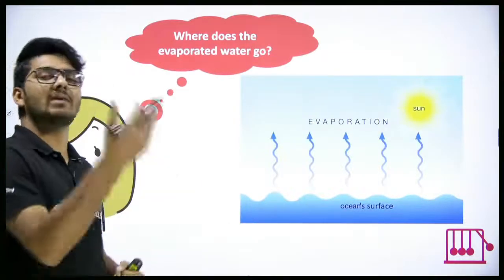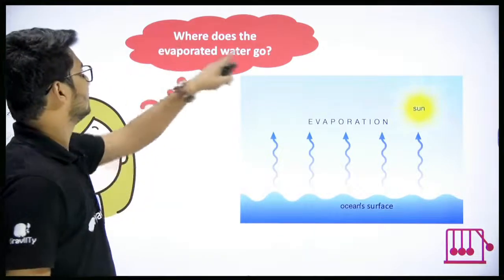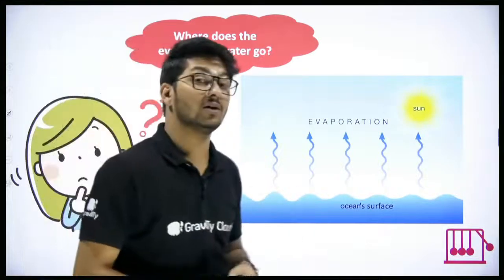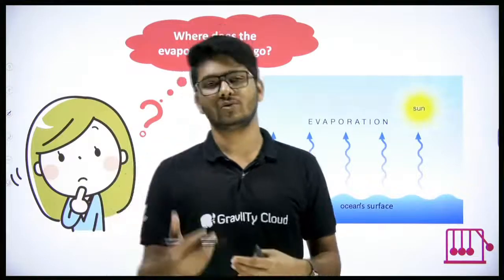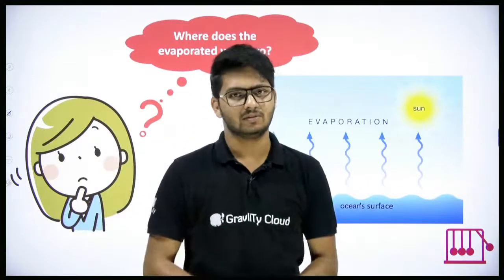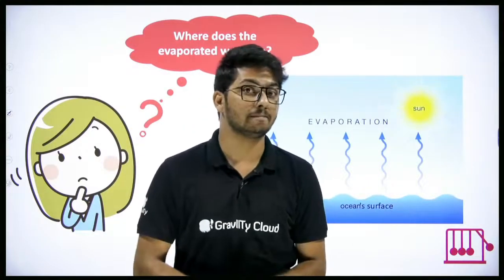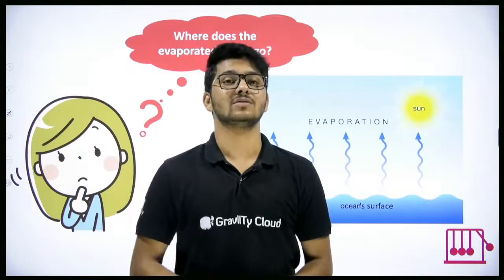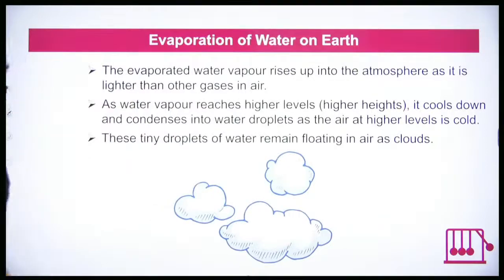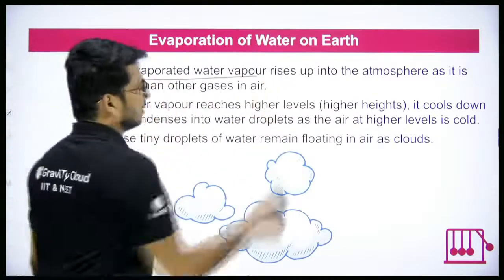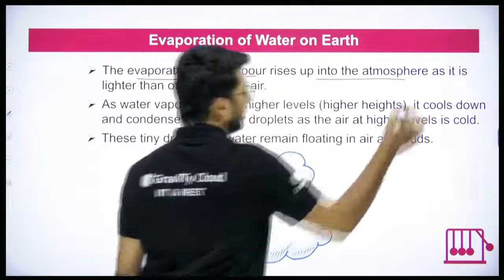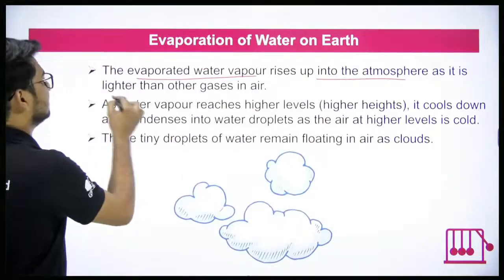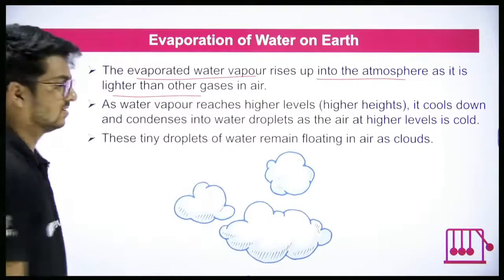Now the question is, where does that water vapor go? Where does the evaporated water go? Into the air. Simple enough. But after that, where does it go? That's the question. What happens is, the evaporated water vapor rises up into the atmosphere as it is lighter than other gases in air.